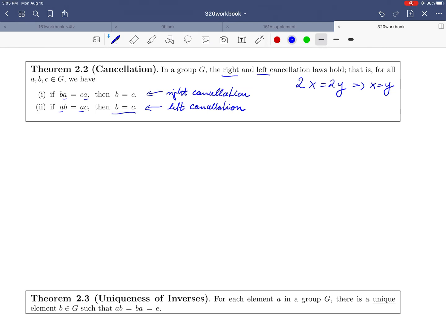And so in a group, you can do that. If BA is equal to CA, then B has to be equal to C. And if AB is equal to AC, then B has to be equal to C. And as I said, this has something to do with the existence of inverses. So let's prove this.